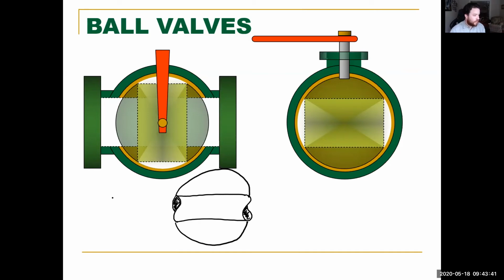So what's happening here is fluid will flow through the hollowed out center. But when the ball valve is turned 90 degrees, that fluid is not going to be able to move through it, because instead of having the hollowed out center to go through, it's going to be blocked by a solid wall.